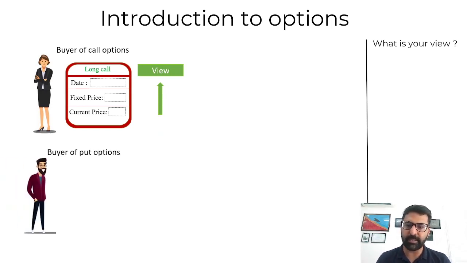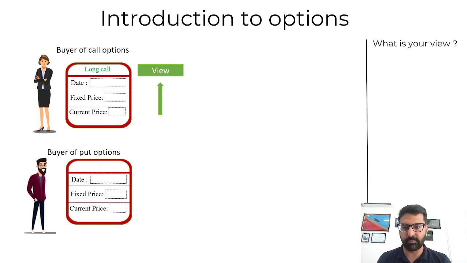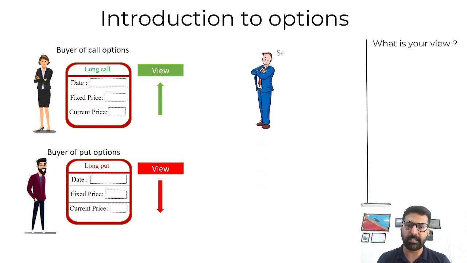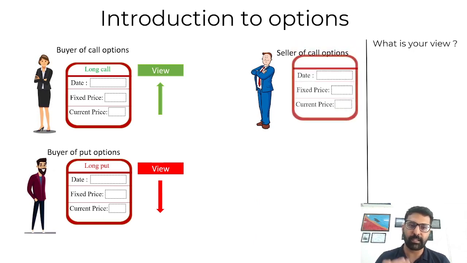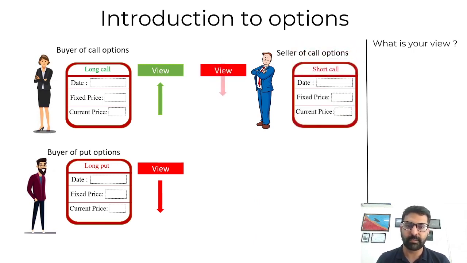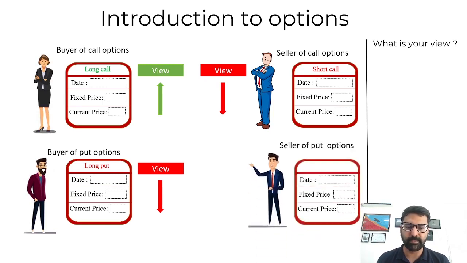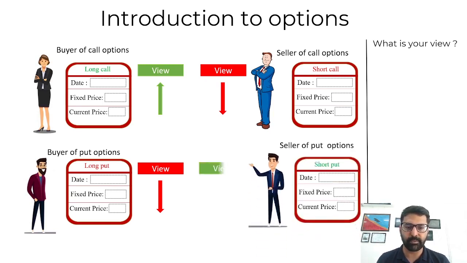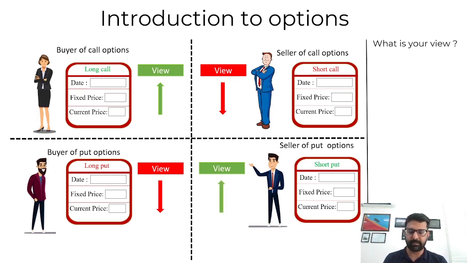The buyer of the put option, on the other hand, has a bearish view. They would want the prices to go down. So their view is that the prices are headed downwards. Similarly, the seller of a call option, their view is again that the prices will come down. So their view is bearish, right? Similarly, for the seller of a put option, the view is bullish, right? So just keep this in mind. This is a very trivial thing, but it has a lot of practical application as well.